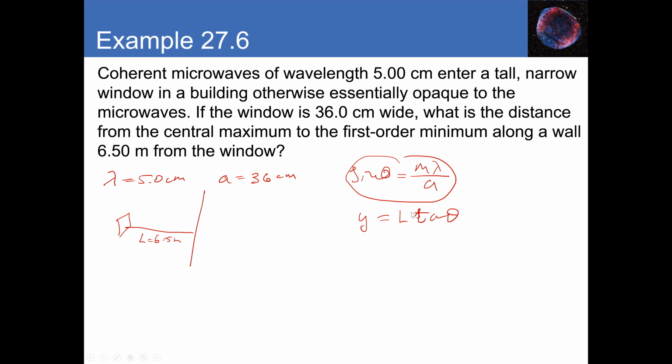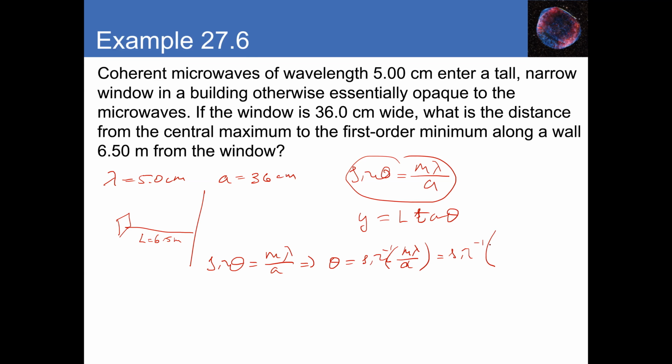But when theta is 7, 8, 10, 20, 30, right, then maybe it's better to just use the sine of the angle rather than the angle itself. So in this equation, I take the sine of theta and say it equals m lambda over a. And I have all of those values, so I can then solve for theta, which is inverse sine of m lambda over a. Okay, so inverse sine, plug in the values.